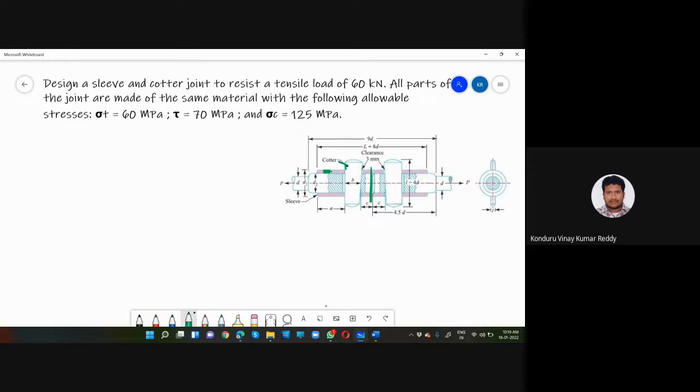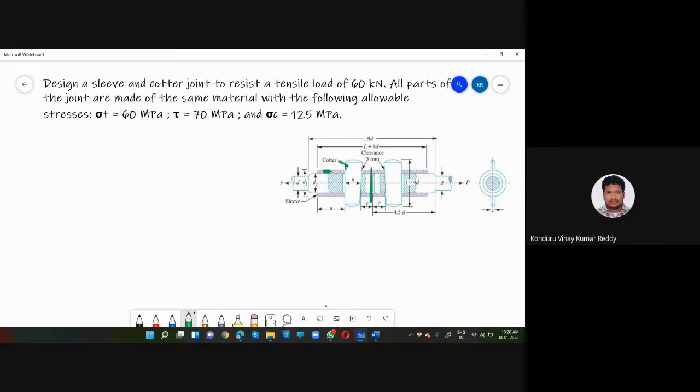In the previous one, it was socket and spigot. The diagram representation will be different for that. Anyway, let us go with this problem as we are discussing the sleeve and cotter. But here the design procedure and some of the formulas are almost similar to the socket and spigot joint.